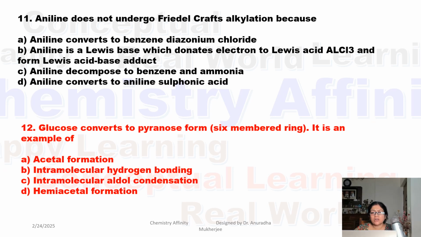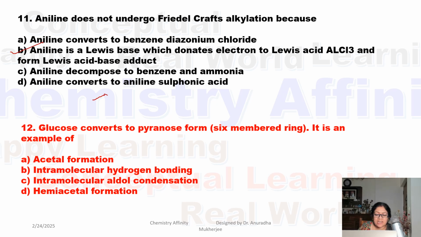Aniline does not undergo Friedel-Crafts alkylation because, option A, aniline converts to benzene diazonium chloride. Option B, aniline is a Lewis base which donates electrons to Lewis acid aluminum chloride and forms a Lewis acid-base adduct. Option C, aniline decomposes to benzene and ammonia. Option D, aniline converts to aniline sulfonic acid. So here correct option is option B.